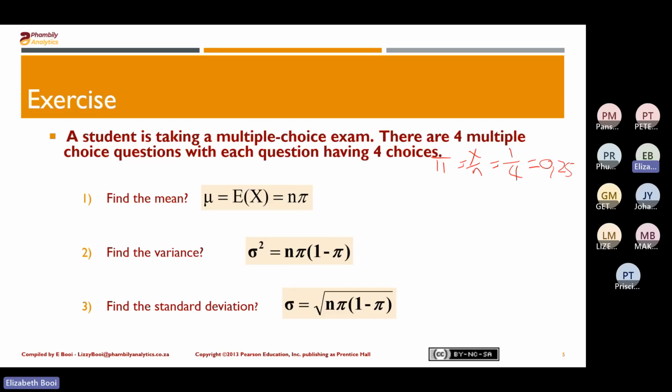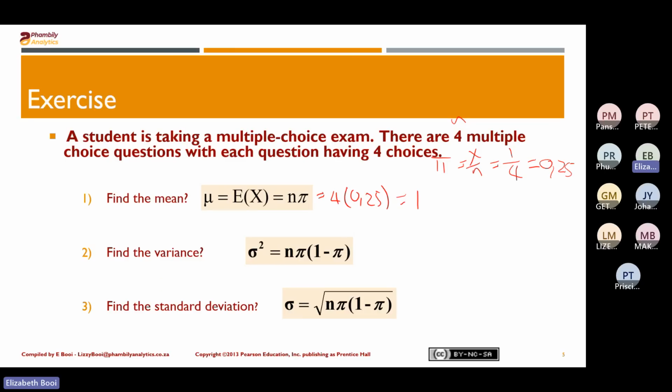Now let's answer the question. The first question is to find the mean. And we know that the mean is your sample size, which is 4, times your probability of success. Therefore, the answer here will be 4 times 0.25, and that will be equal to 1.